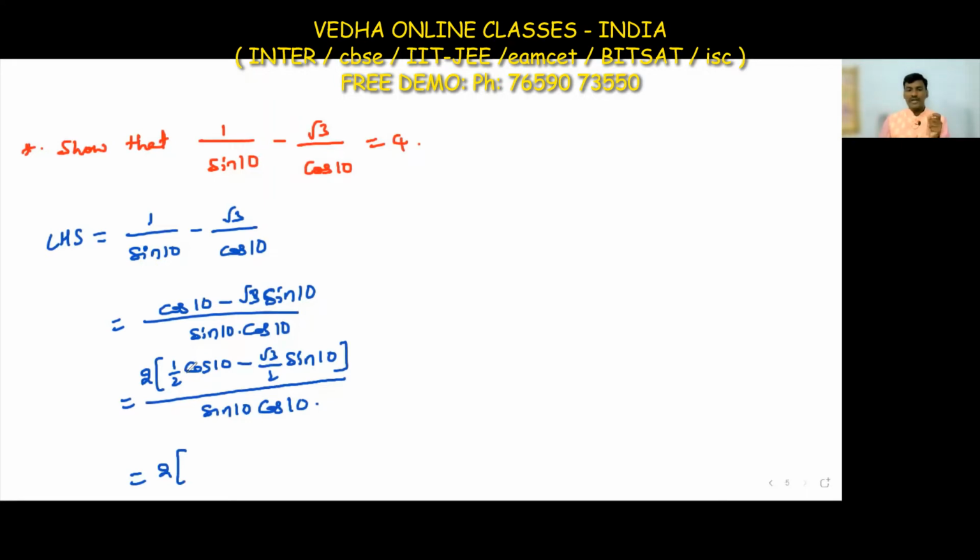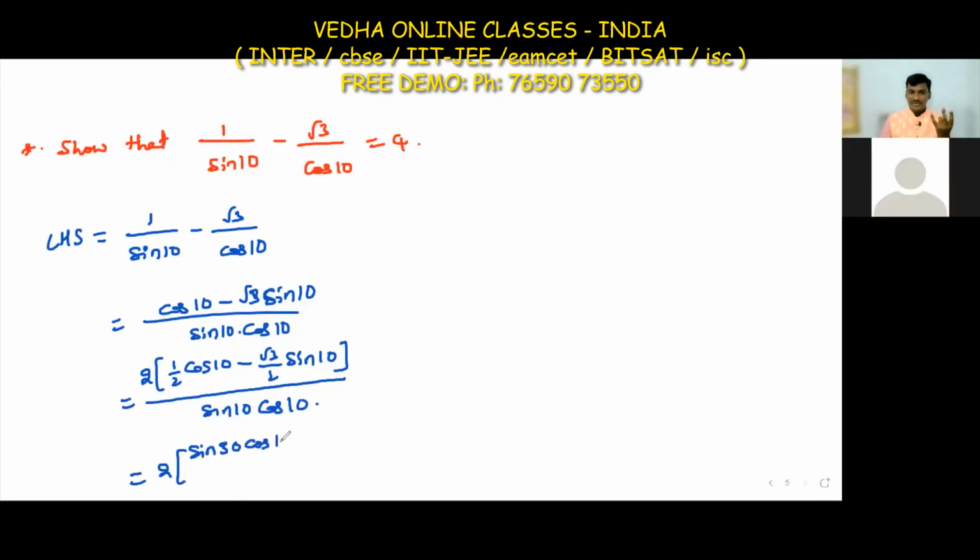So 1 by 2 we can write in terms of sine. What do we get 1 by 2 in sine theta? Sine 30 degrees. And root 3 by 2 in terms of cos is cos 30, or sine 60, whole divided by sin 10 into cos 10.